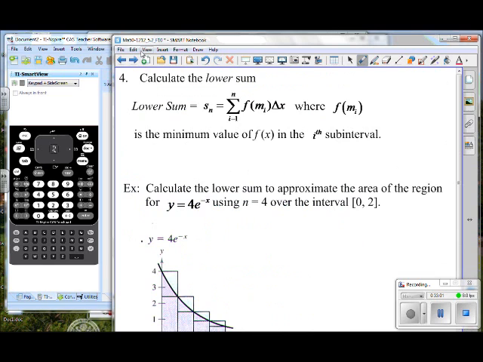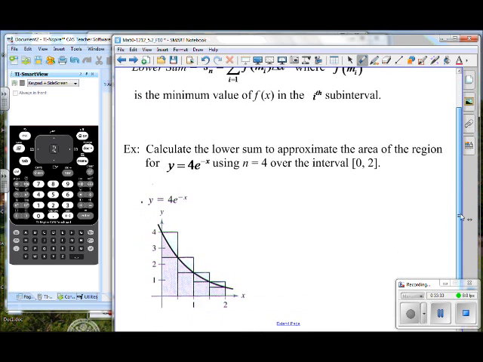Now, in order to calculate the lower sum, the lower sum is going to be what we consider to be the inscribed area, or inscribed rectangles. This is going to underestimate the area. The lower sum is the minimum of the function there. So to calculate the lower sum, we would need to use the right endpoints of each of these subintervals.